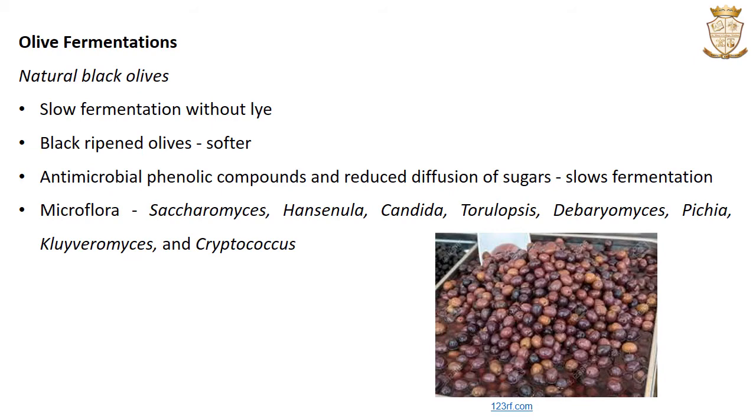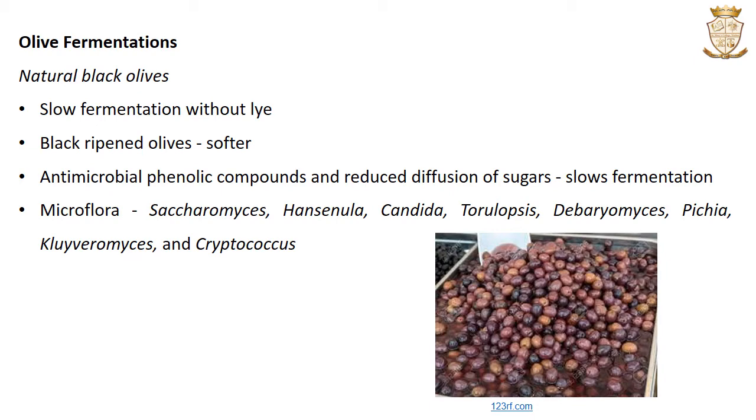Next olive fermentation is the natural black olives. These are prepared by a slow fermentation without lye, without sodium hydroxide. For this, black olives are picked in a ripened state. They will have a black color and they will have a softer texture than the green olives.